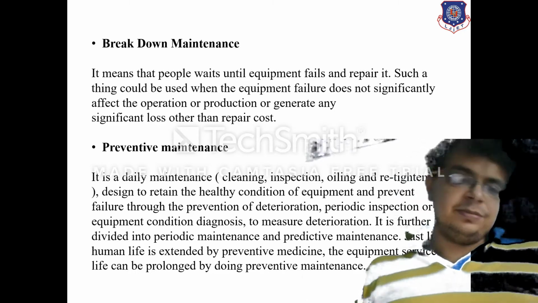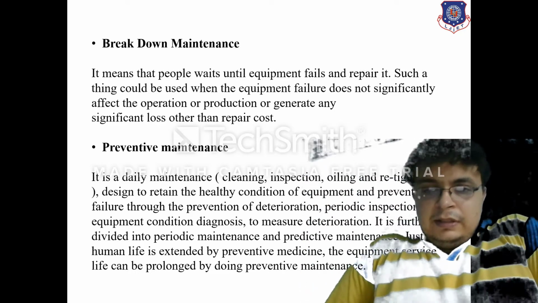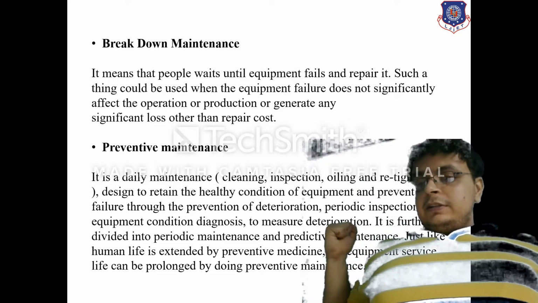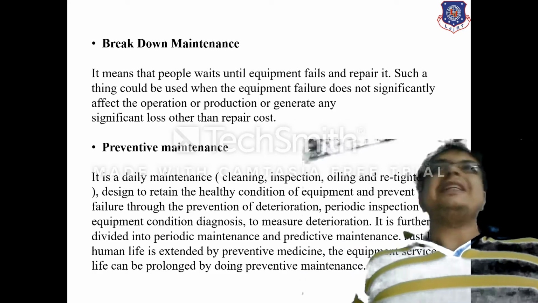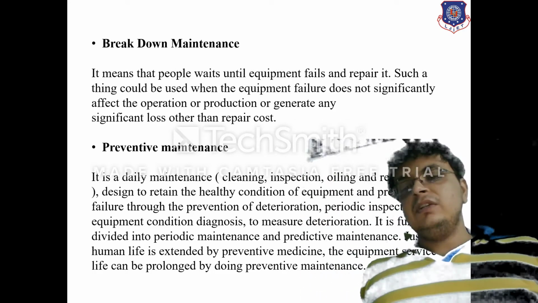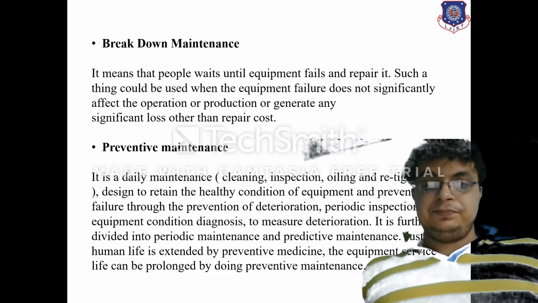It is a daily maintenance, meaning the maintenance is done daily. It is cleaning. Proper inspection is done daily. The oiling and the retightening of the bushing and the bearing is done properly to retain the healthy condition of the equipment and prevent the failure throughout the day.